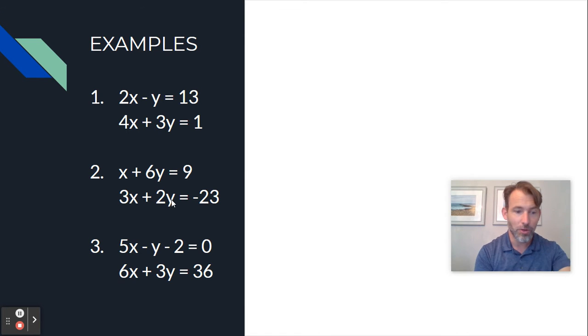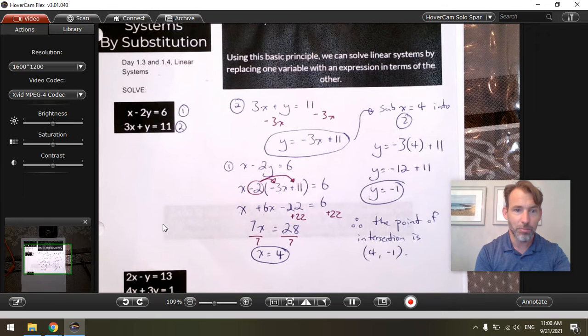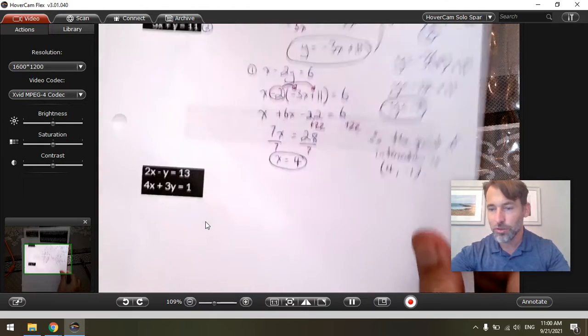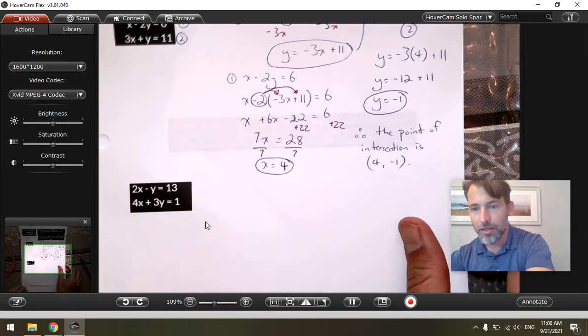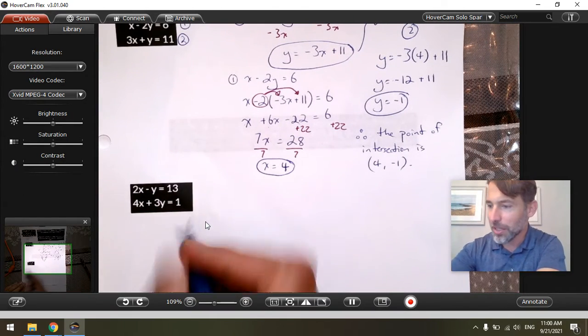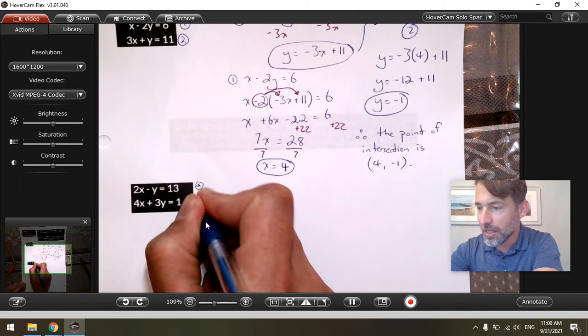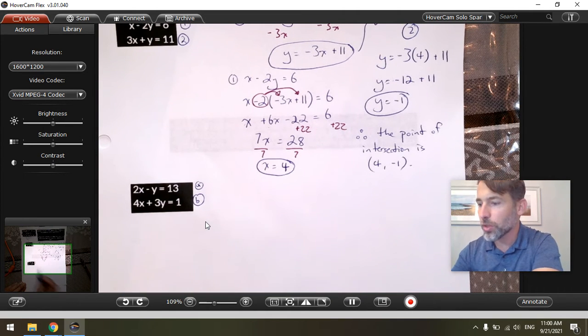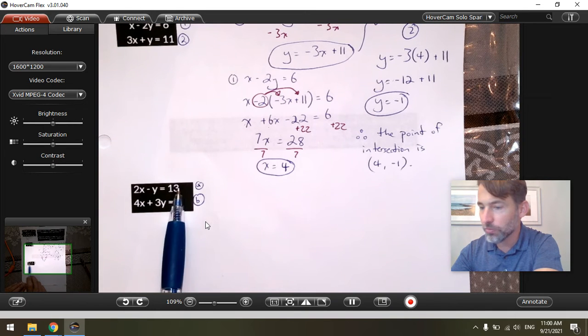Okay, let's go. We're going to do some more examples. So we have these examples on your handout too. We're going to do each one. So my first step, label my equations. I like A and B. Okay, I need to choose one to rearrange. Let's rearrange this one for y.